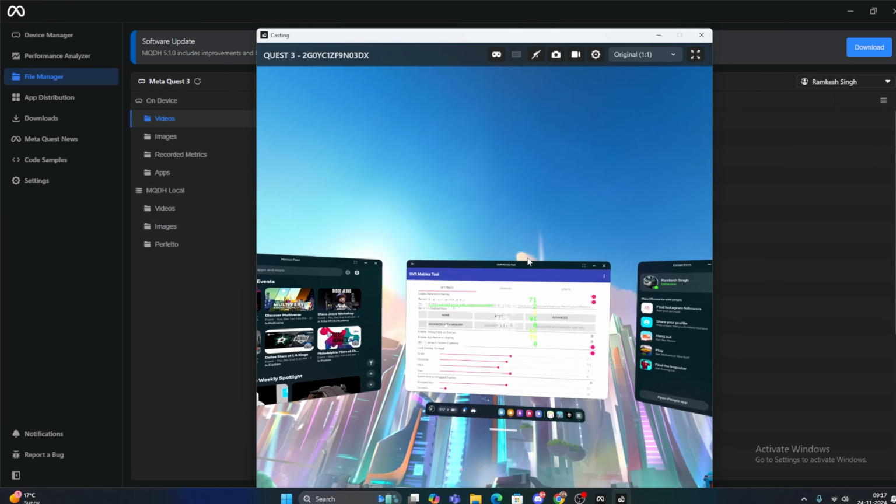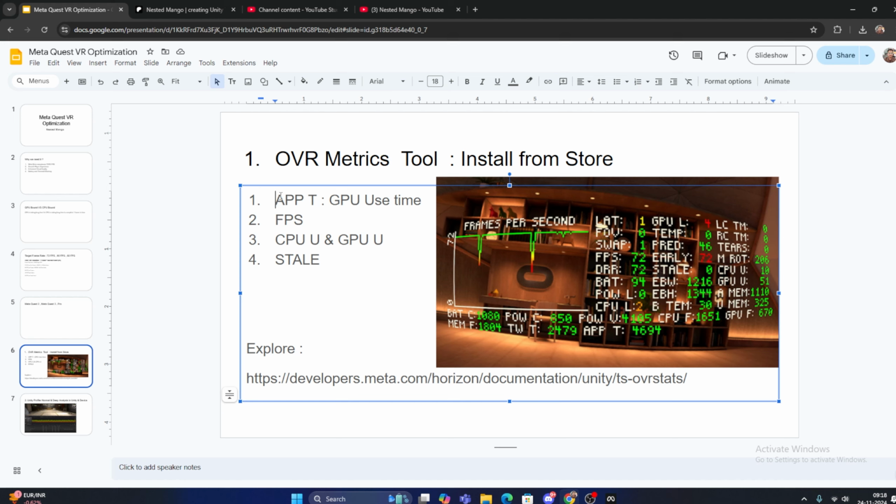What are these things? I'm sharing the FT. Basically, it represents the frame time. Here you can see this is the FT. Basically, it tells you how your GPU utilization is doing. So here you can see it is giving 4.6 ms. It is green, so it is also great.